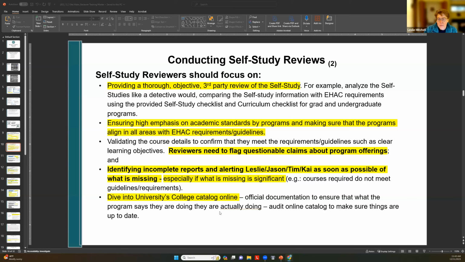And then I ask you to have a look at the university's college catalog online in order to ensure that what the program says they're doing is what they're actually doing. So audit the catalog. And I also wanted to at this point say that some of the self-studies are combined, the undergraduate and the graduate programs are combined, and there are self-study reviewers for each. So you don't have to do both, you're just assigned the undergraduate portion or the graduate portion.